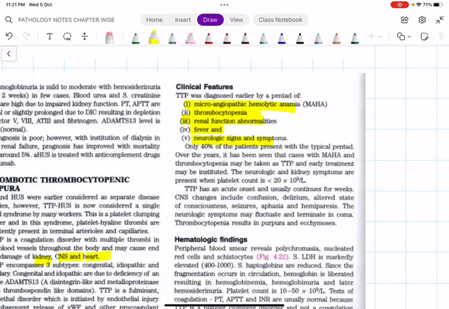So MAHA, thrombocytopenia, renal function abnormality, fever, neurological signs and symptoms. I told you, HUS is localized to the kidney. There are no problems in any other system. Whereas in TTP, it is generalized. It mainly affects the CNS. There will be fever, and there will be kidney lesions. Everything will be there, so it's a pentad. But remember, only 40% of patients have this typical pentad. The patient may have confusion, delirium, altered state of consciousness, hemiparesis, and thrombocytopenia is also there. So the patient may have purpura and ecchymosis.